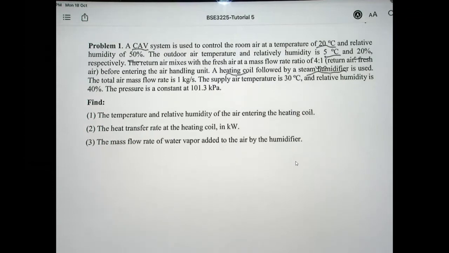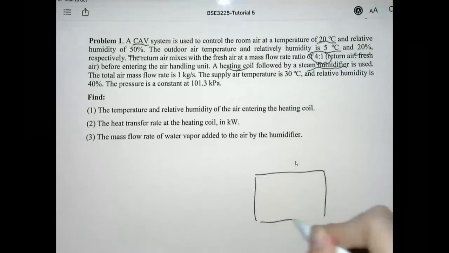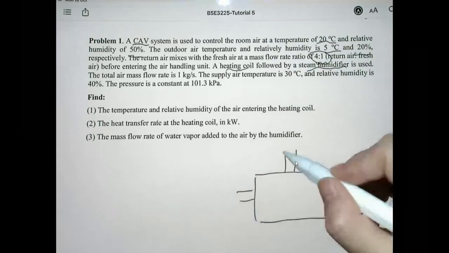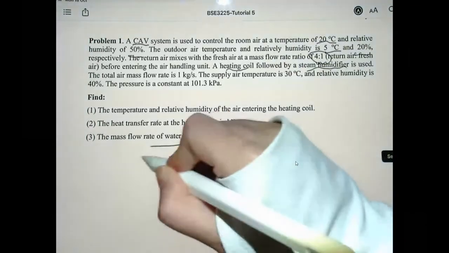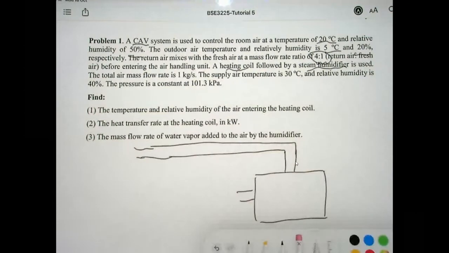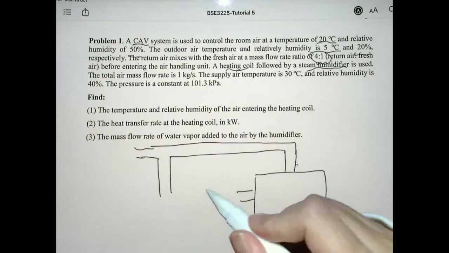In order to solve this problem, first we will draw a simple schematic here. Obviously it's a CAV system, and we have fresh air, as illustrated here. This is the room, and we have return air and supply air. Part of the return air will be exhausted, and the remaining part of the return air will be supplied back to the air handling unit.